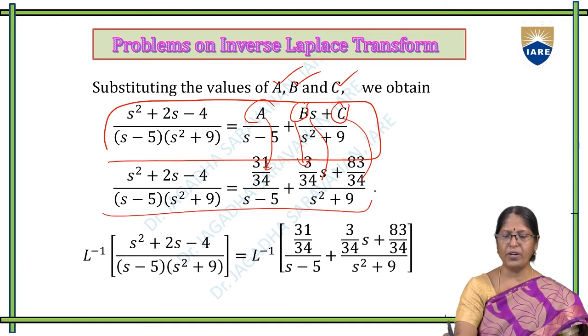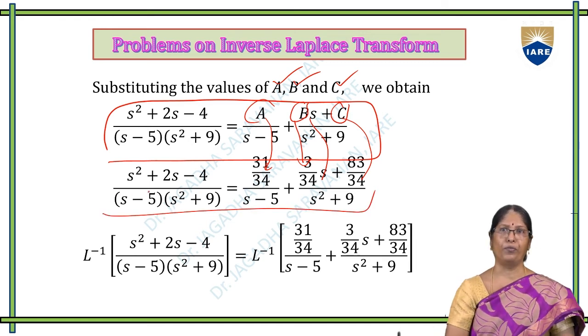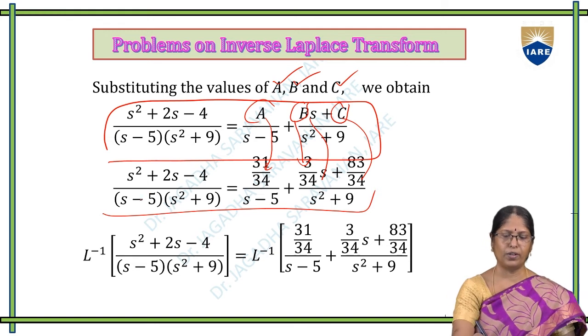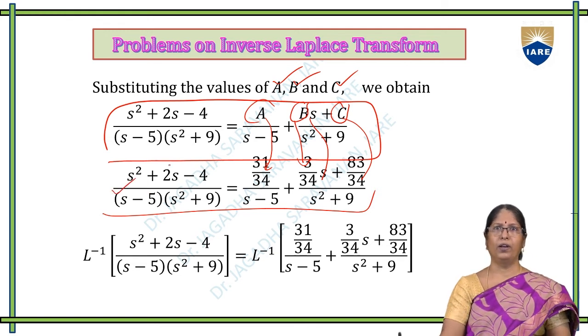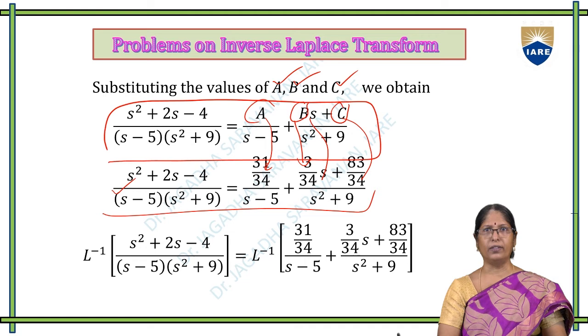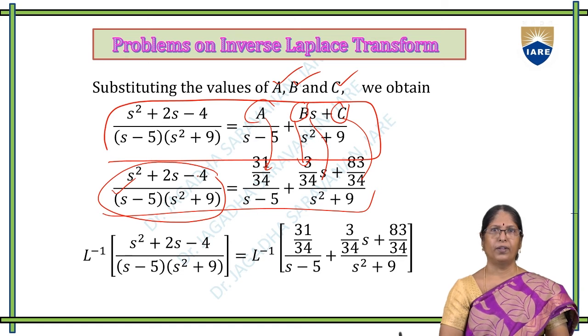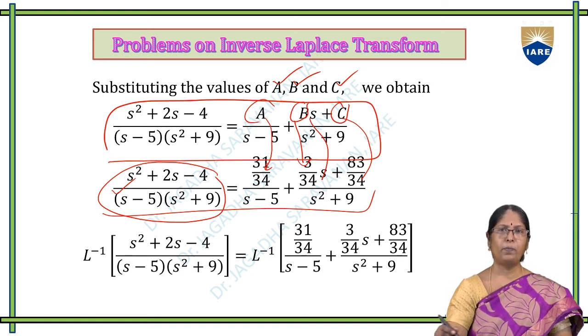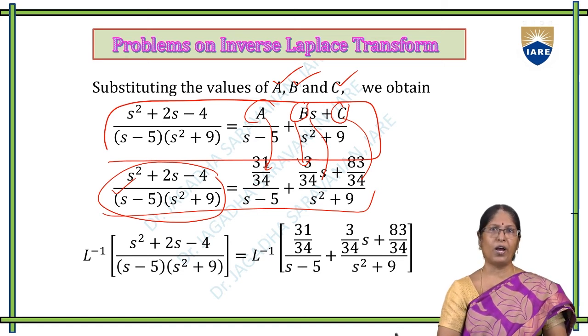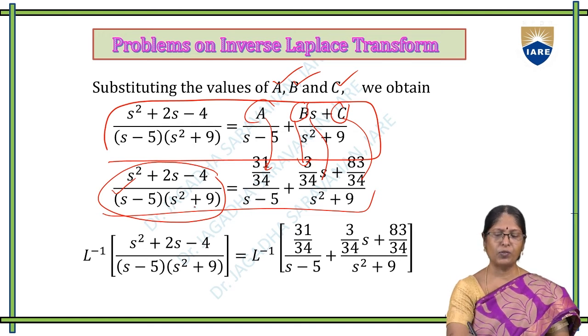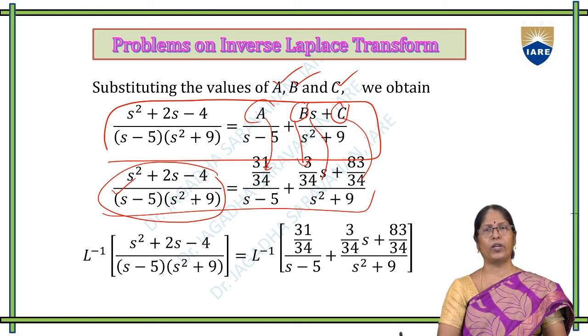But our question is L inverse of. This is not the complete problem. Our complete problem is to find the Laplace inverse of this left side, that is s square plus 2s minus 4 divided by s minus 5 into s square plus 9.